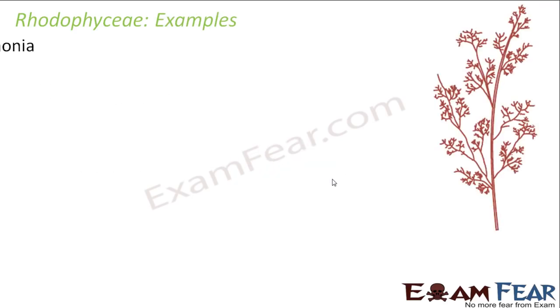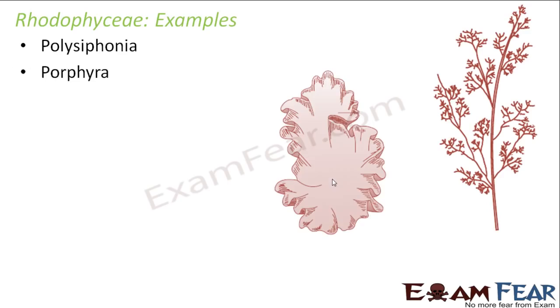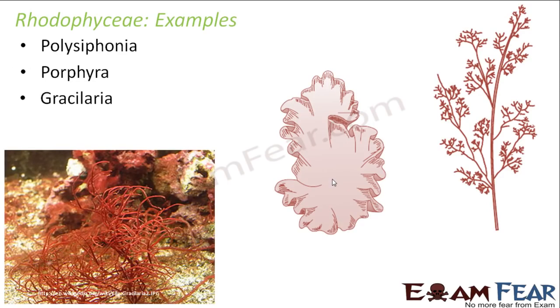If you want to look at the examples of Rhodophycae, it would have Polysiphonia, Porphyra, Gracilaria. These are some of the examples of red algae. So you remember I used this term Gracilaria before. When I was talking about the significance of algae, I was talking about agar. So I was telling that agar is obtained from an algae called Gracilaria. So this is Gracilaria. So if you see, it is red in color.